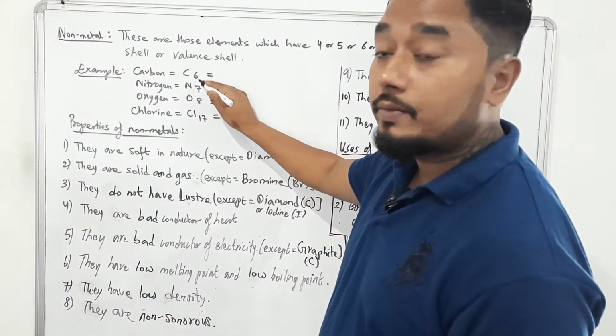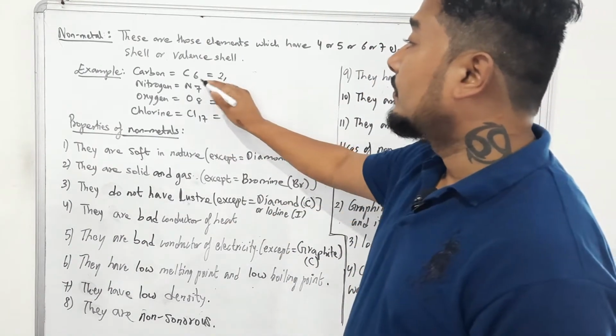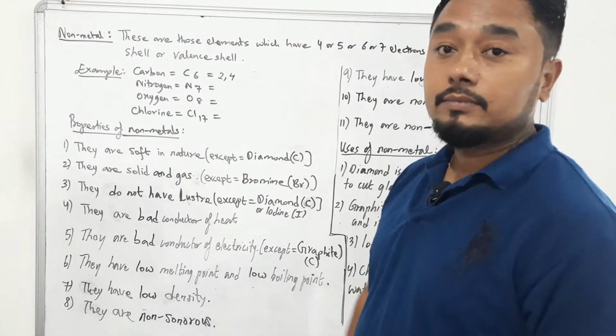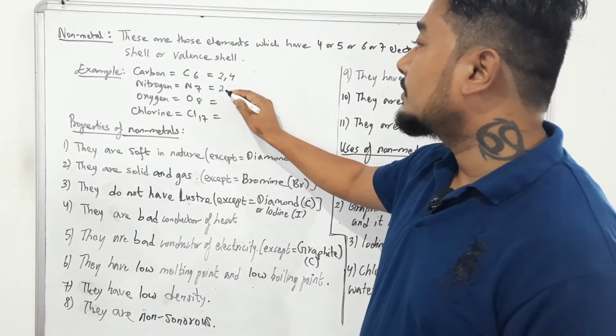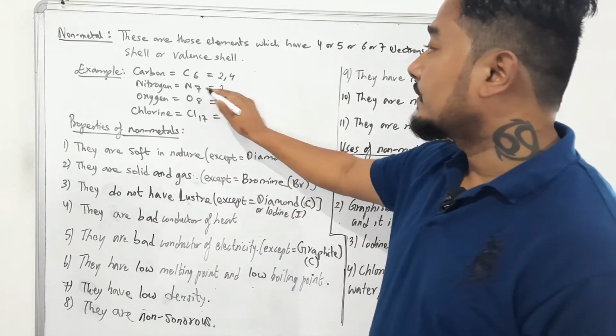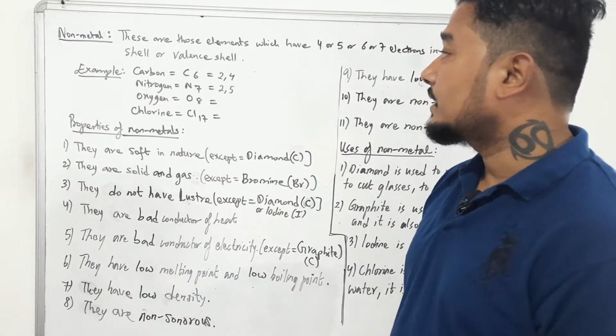6 means how to distribute? First you put 2 in the first shell. How much is left? 4. You put 4 in the next shell. So 2, 4. And 7 means again, first shell how much to put? 2. Out of 7, 2 gone, how much is left? 5. You put that in the next shell. So 2 plus 5 is 7.